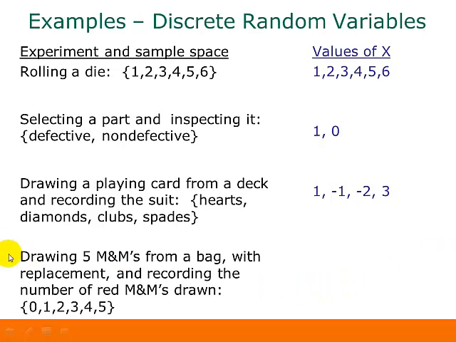Here's another example. If we had an experiment where we draw 5 M&Ms from a bag with replacement and record the number of red M&Ms drawn out of the 5, our sample space, or our possible outcomes, would be any value from 0 up to 5. Because if we're looking at the total number of red M&Ms drawn out of the 5 draws, we could have gotten no red M&Ms or any number in between, or we could have gotten all 5 red M&Ms. So again, the values of our discrete variable here would be anything from 0 up to 5.